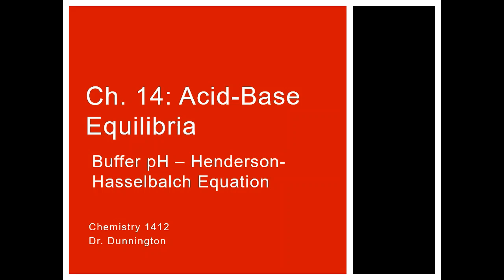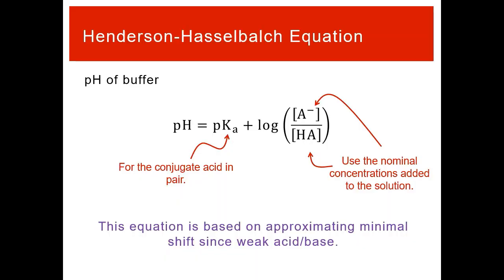The whole purpose of buffers is to not have their pH change. So a reasonable question is, how do you calculate the pH of a buffer? While you can use an ice table, looking at how the different acids and bases interact with water to create hydroniums, hydroxides, and so on, you can also just use what's called the Henderson-Hasselbalch equation.